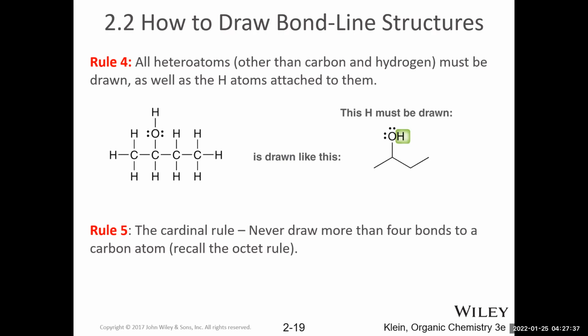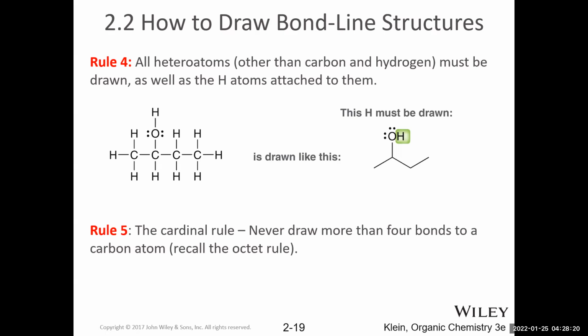Rule number 4, all heteroatoms, heteroatoms means an atom other than carbon and hydrogen, must be drawn as well as the hydrogen atoms attached to them. So it's really nice that we get to omit the hydrogens attached to the carbon atoms, but we still need to draw in any hydrogens attached to any non-carbon atom. So those need to be drawn in just like you would see here. You could draw a line to the H, a bond, right? Or just write OH. This is kind of like a partially condensed structure as opposed to a fully drawn out structure where you include the line or bond between the oxygen and hydrogen.